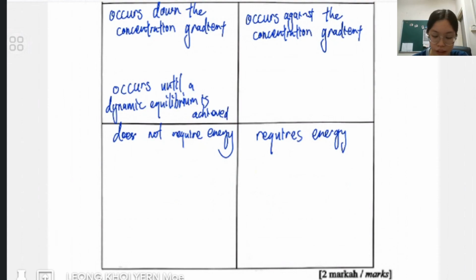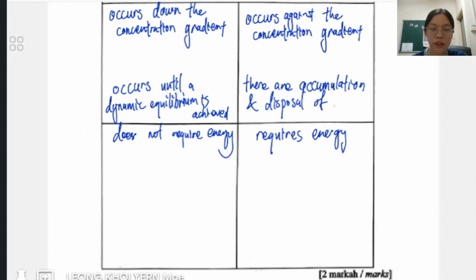Meanwhile, for the next one, there will be accumulation and disposal of molecules. It will lead to an accumulation basically, or maybe a disposal, of molecules or ions.